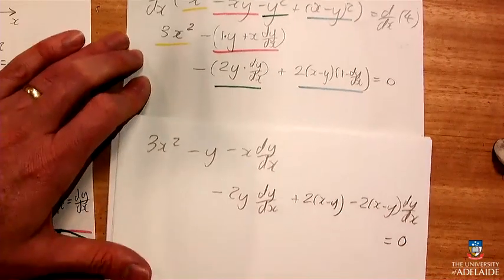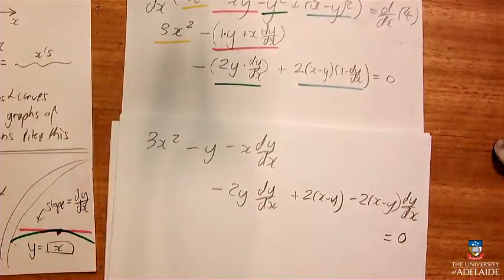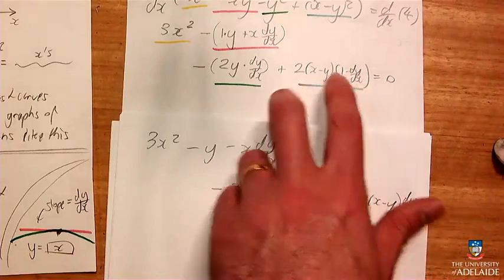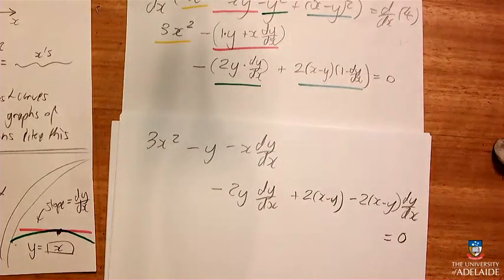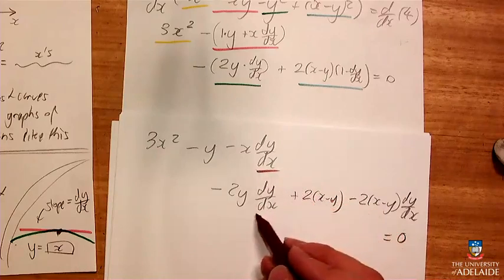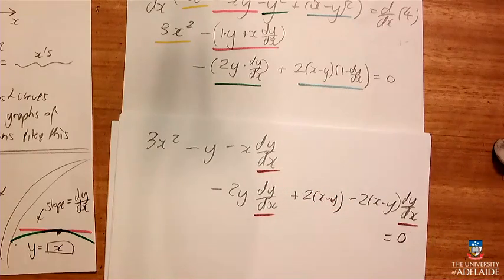Running out of space. Should have given myself more space, but anyway. So each thing has been just dealt with. This thing here has been expanded out. That 2x minus y has been multiplied by both of these things. I only want to expand it out far enough so that the dy on dx's are free from being inside brackets. So now I can see that these bits have a dy on dx and the other bits don't. Yep.